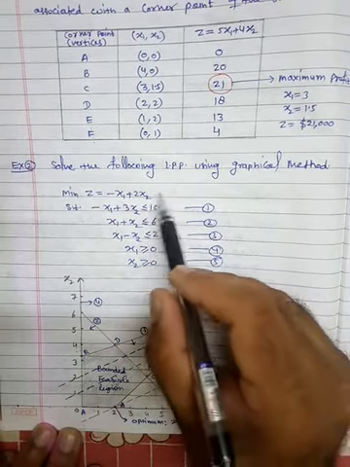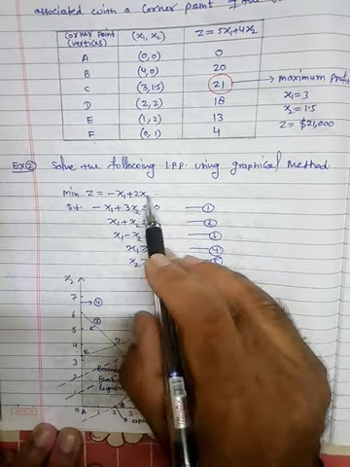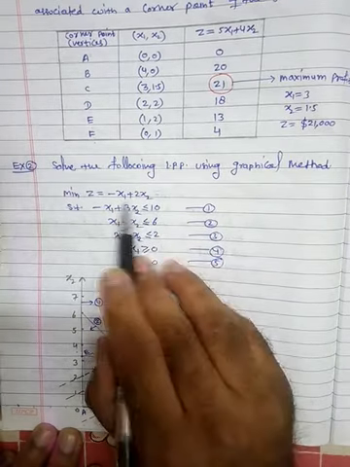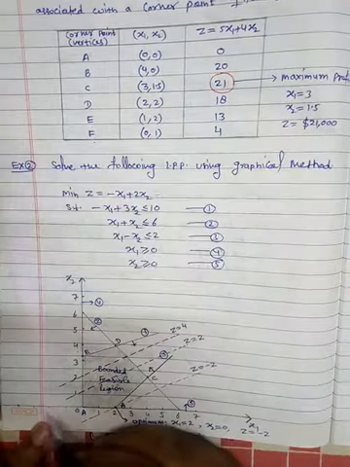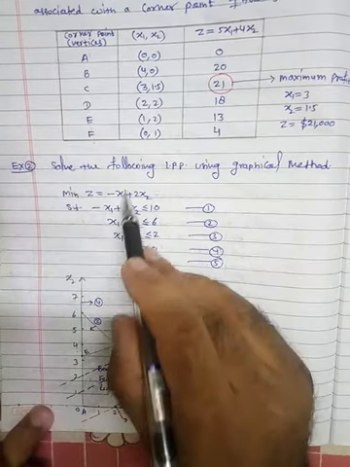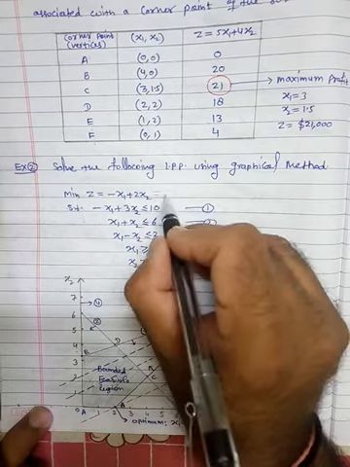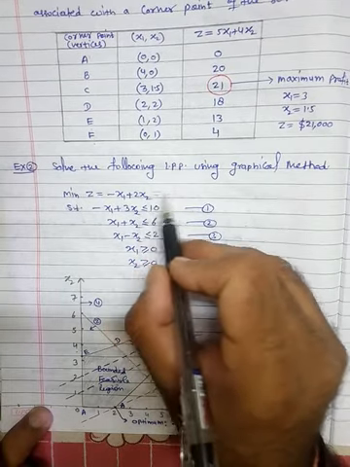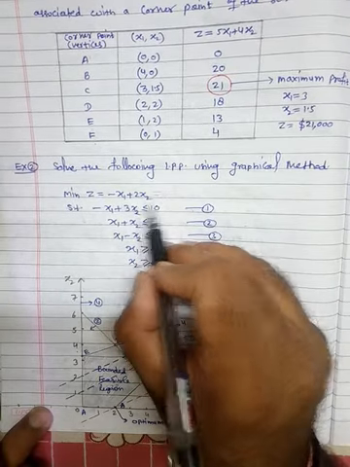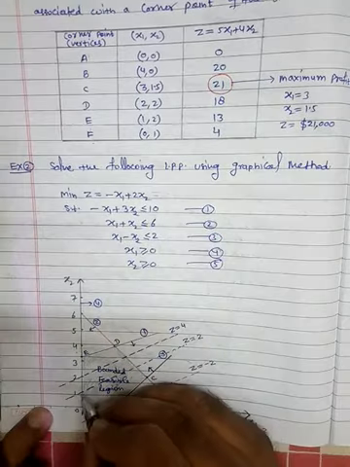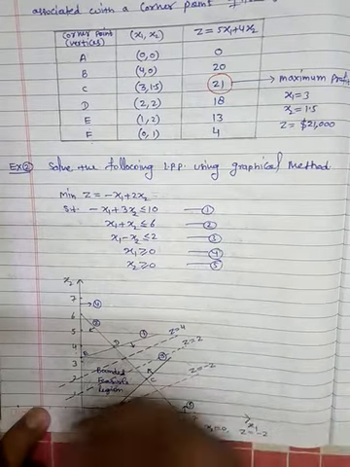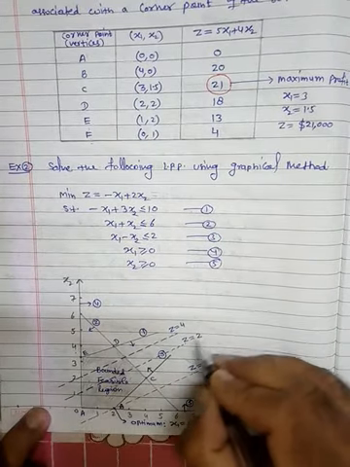So when x1 is equal to 2, then put x2 is equal to 0, so we get x1 is equal to minus 2 somewhere here. Then put x1 is equal to 0, we get x2 is equal to 2 by 2, which is 1. So this will be 1. When we join these two, we get z is equal to 2.